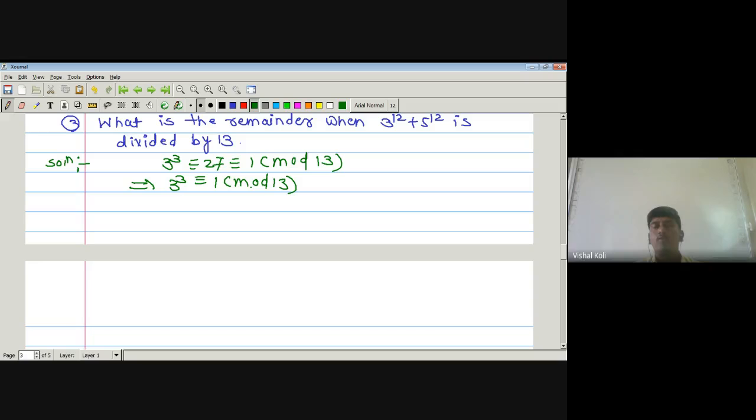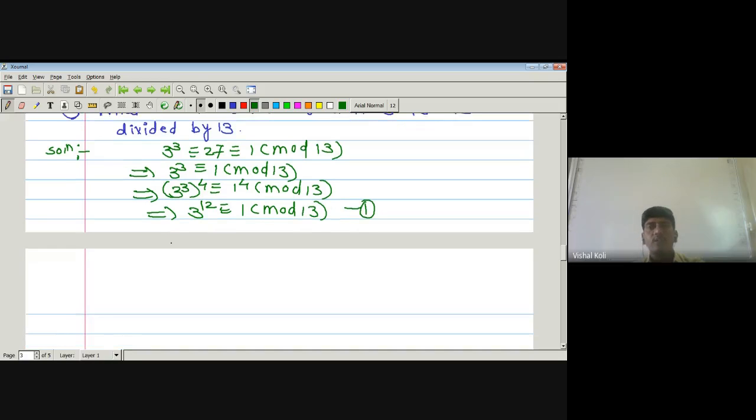But we have to find the power of 3 as 12. Then we have to take the value of k equal to 4. That is, if a is congruent to b modulo n, which implies a to the power k is congruent to b to the power k modulo n, that is, 3 cube to the power 4 is congruent to 1 to the power 4 modulo 13, which is nothing but 3 to the power 12 is congruent to 1 modulo 13. Let us take this one as equation 1.